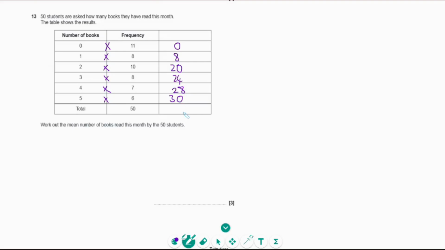Right, let's add this column up to get the total number of books. And we're going to divide this by 50 because that's the total amount of students. We're looking at the mean, the average number of books read per student, 2.2.